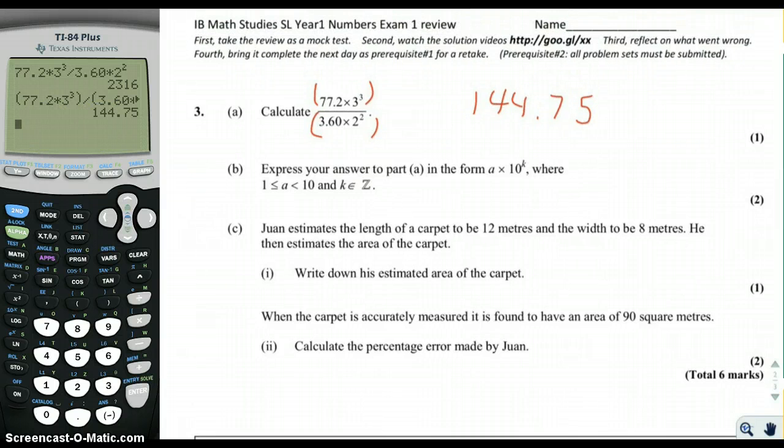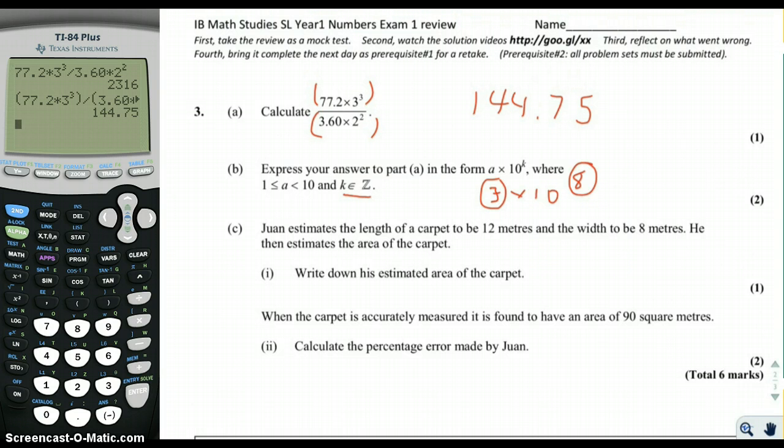Now B, it says express your answer to part A in the form A times 10 to the K, where A is between 1 and 10, and K is an element of the integers. Remember, Z is integers. So that's like saying, okay, 3 times 10 to the 8th. We want it in this form. So 8 has to be an integer. It has to be a whole number. It could be negative. It could be positive. This 3 has to be a number between 1 and 10.